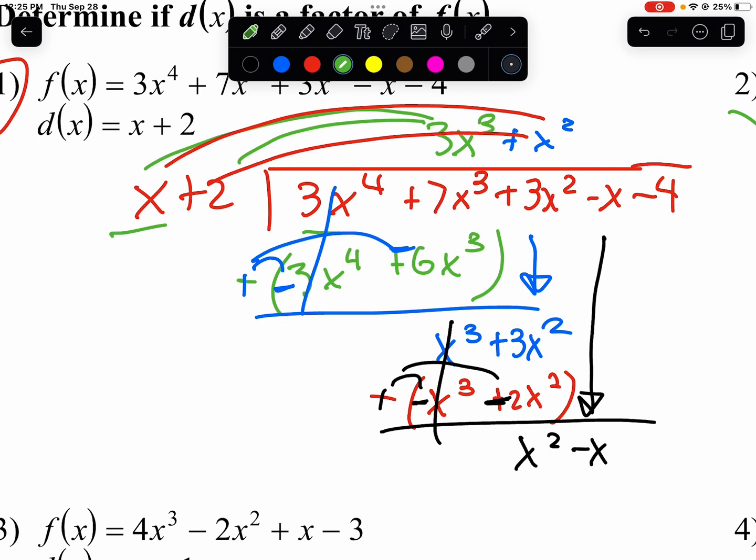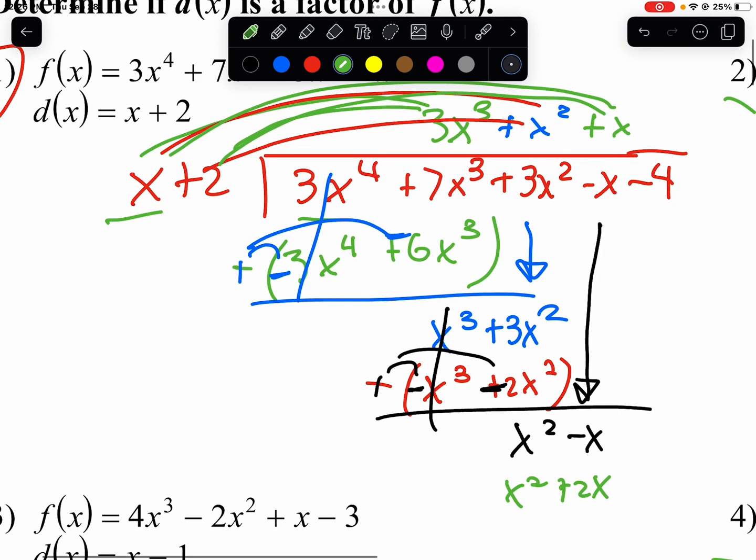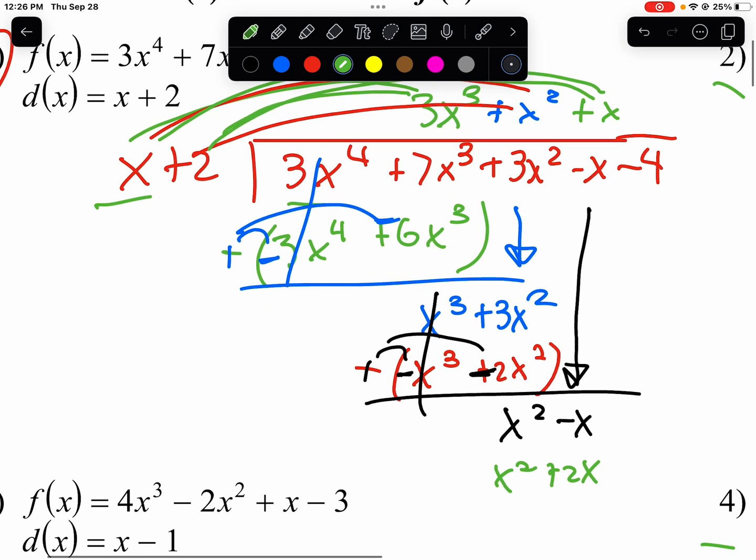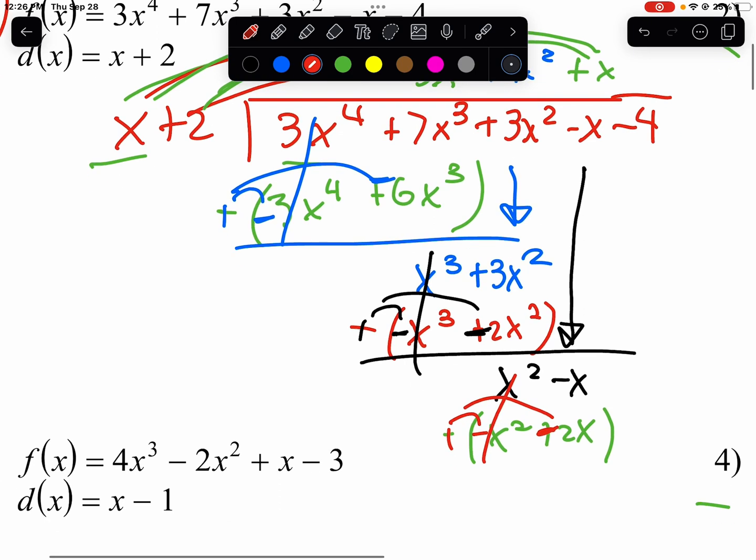What two numbers multiply to give me x squared? Well, it's going to be positive x. And when I distribute, I'm going to get x squared and then 2x. Okay? And then once I do this, I have to remember I'm going to have to subtract. And then what's going to end up happening is I'm going to get this to cancel. And when I do it, I'm going to get to distribute the negative. And I'm going to get 0 minus 3x.